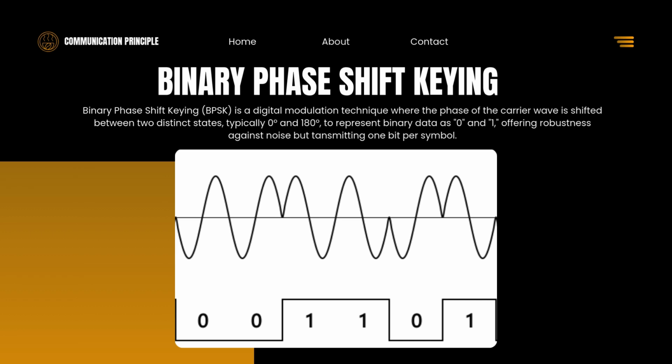Now, let's talk about binary phase shift keying, or BPSK, one of the simplest and most widely used digital modulation techniques. BPSK uses two distinct phase states, typically 0 degrees and 180 degrees, to encode the binary values 0 and 1. As seen in the diagram, the carrier wave shifts phase whenever the binary data transitions between 0 and 1. This clear distinction between states ensures accurate data recovery at the receiver end, even in challenging communication conditions.